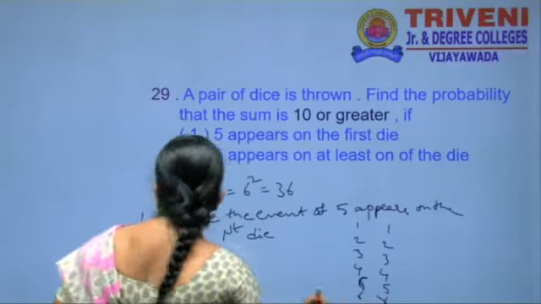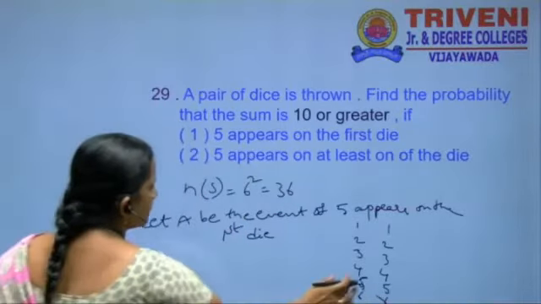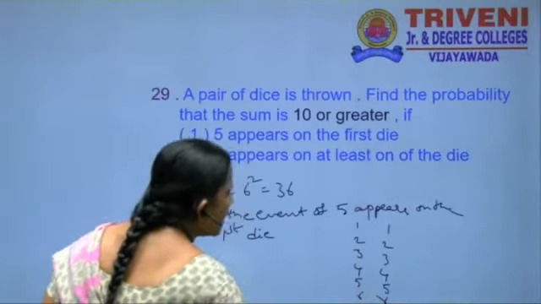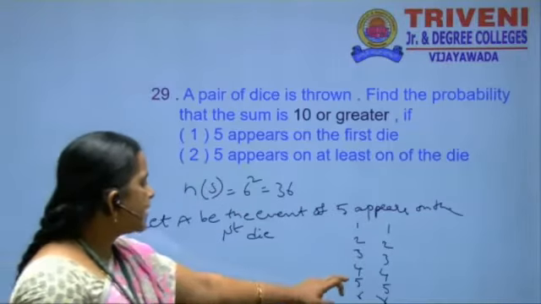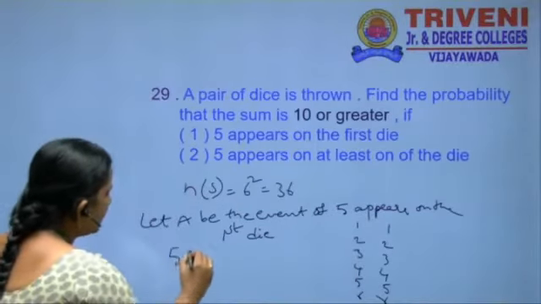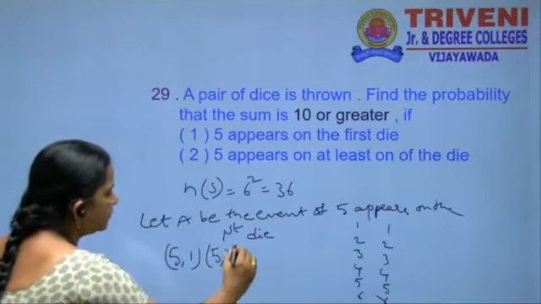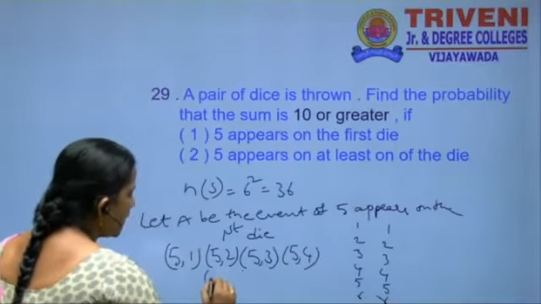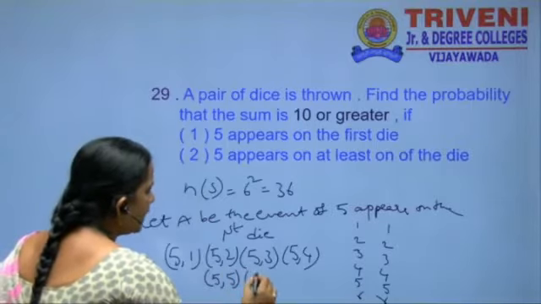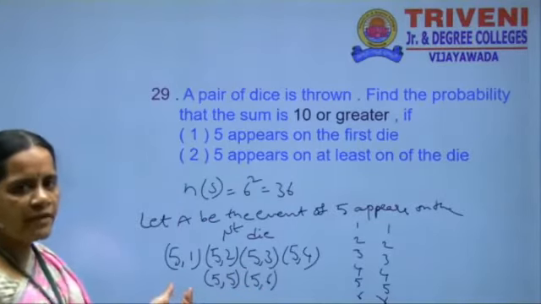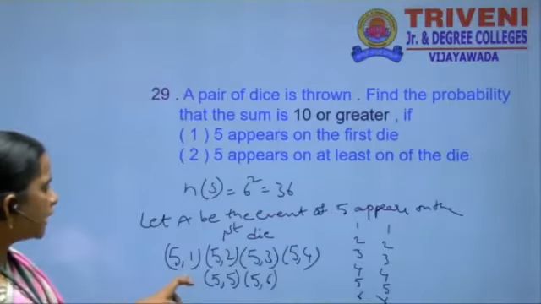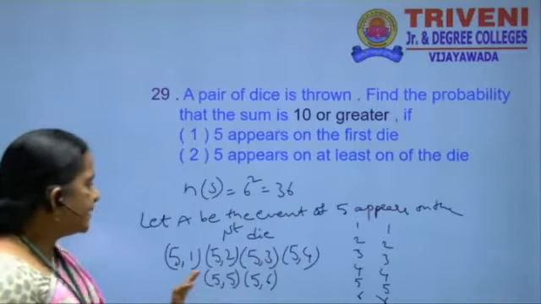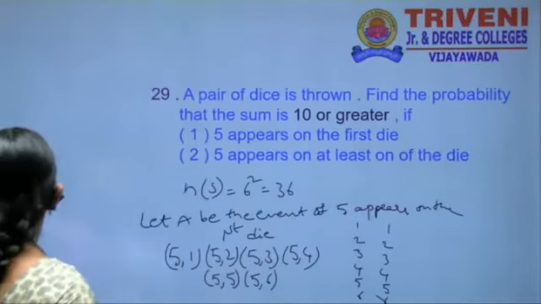But the probability is we have to take 5 on the first die. What is that? 5 comma 1. Next one is 5 comma 2. Next one is 5 comma 3. And next one is 5 comma 4. And next one is 5 comma 5 and 5 comma 6. Here the 5 is on the first die. Total how many possible? N of A has here 1, 2, 3, 4, 5, 6. Therefore, N of A is equal to 6.